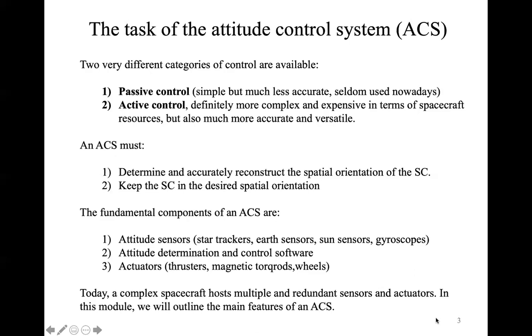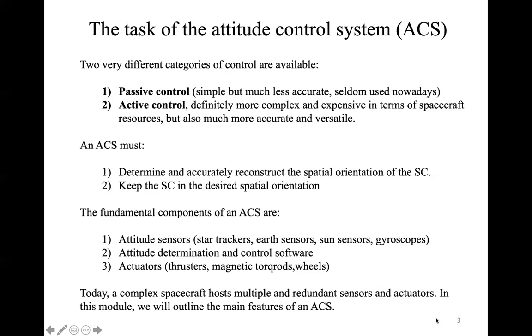The fundamental components that we have seen so far are only the attitude sensors, and we also introduced the software that you need to process those measurements. For the remaining part, the hardware that we need to introduce is indeed the actuators. In particular, we are going to see the thrusters and the reaction wheels.